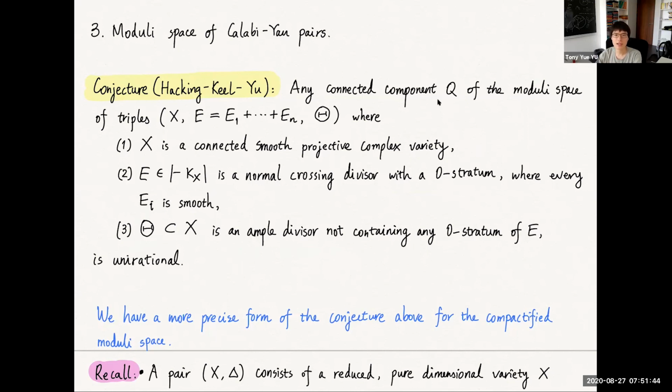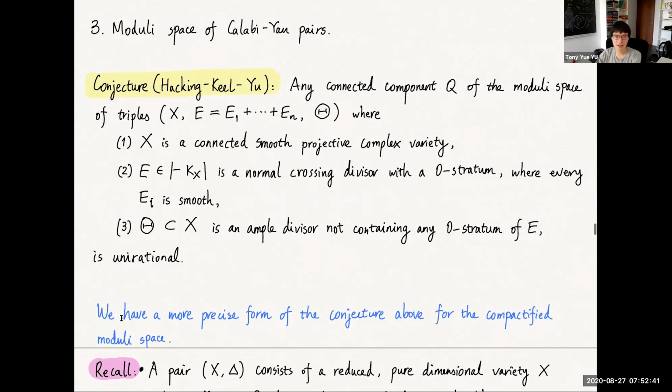And we conjecture that all connected components Q of the moduli space of such triples are unirational. So in general, we don't know much about the explicit geometry of the moduli space of such Calabi Yau pairs. We know something such as existence of moduli space, properness, projectivity, separability, and so on. But the explicit geometry, we are quite ignorant. And this unirationality, it's not at all clear from birational geometry.